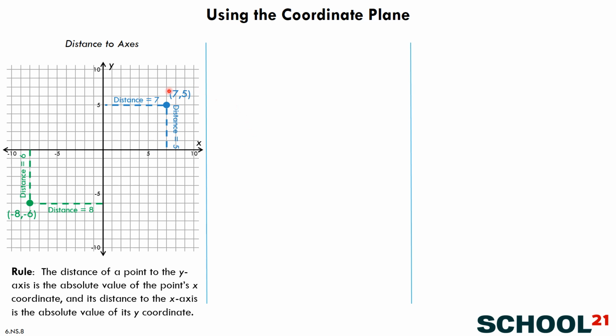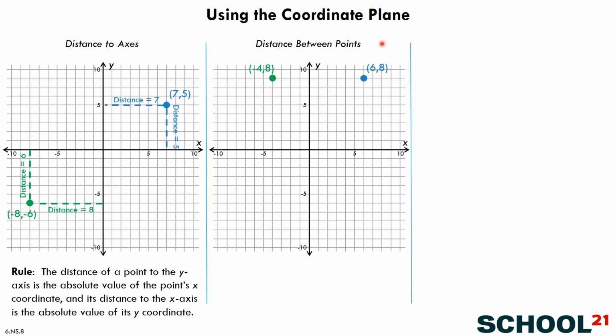Now, that's the distance to the axes. What if we wanted to find something a little bit more complicated, the distance between points? So let's go ahead and take a look here. We've got a point 6, 8, and we've got a point -4, 8. So what would be one way to find the distance between those two? Count. Yeah, you could just go along, count the grid. But it might be easy to make an error, and that can also take some time.